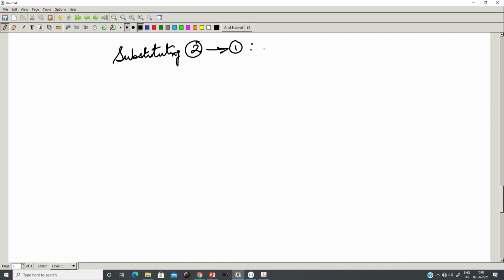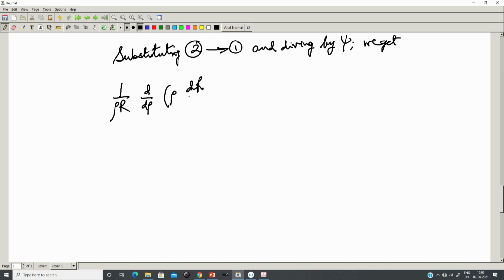and dividing by psi, we finally get 1 by rho r d d rho of rho d r d rho plus 1 by rho square capital phi d square capital phi d phi square. Note that this is the small phi.